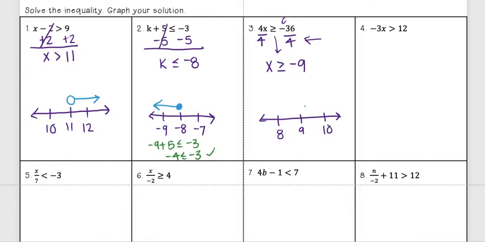I have a line underneath, so I need a closed circle. And I want everything bigger, so I graph to the right. Now here's where things get different.